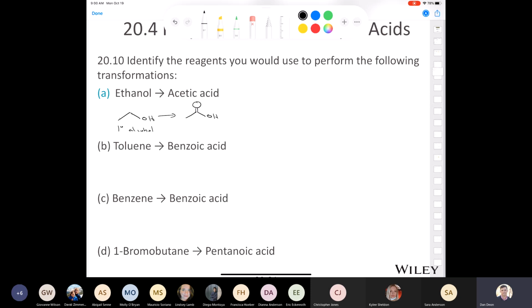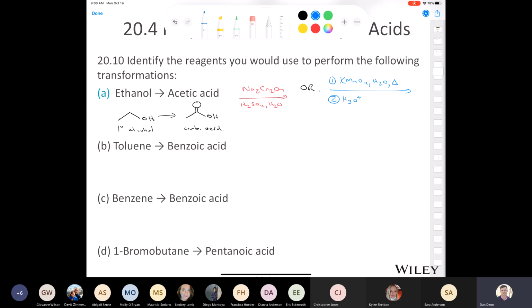Well, this is simply the oxidation of a primary alcohol, right? We want to oxidize a primary alcohol to a carboxylic acid, and there's 2 ways that we can do this. We could either use sodium dichromate in sulfuric acid and water, or another option would be a 2-step process where we treat it with potassium permanganate and water, and we cook that up, and then in the second step we do a workup with aqueous acid. So that's the first one.